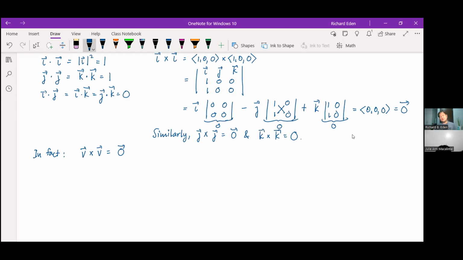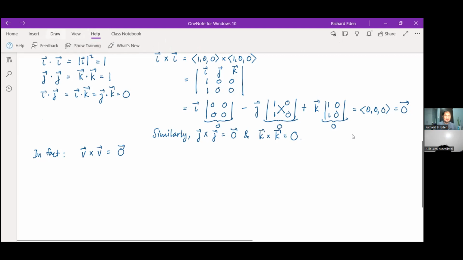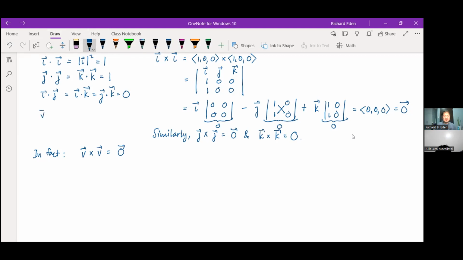Okay, so it's not just I cross I and J cross J and K cross K, which are 0, because baka isipin natin, oh, it's because these are very particular special vectors. But really, in general, you take the cross product of a vector with itself, the result is going to be 0. In contrast, when you take the dot product of a vector with itself, meron pa ring special na mangyayari. V dot V will be the length of V squared. But if you take the cross product of a vector with itself, merong special na mangyayari. This time, the cross product is going to be 0.